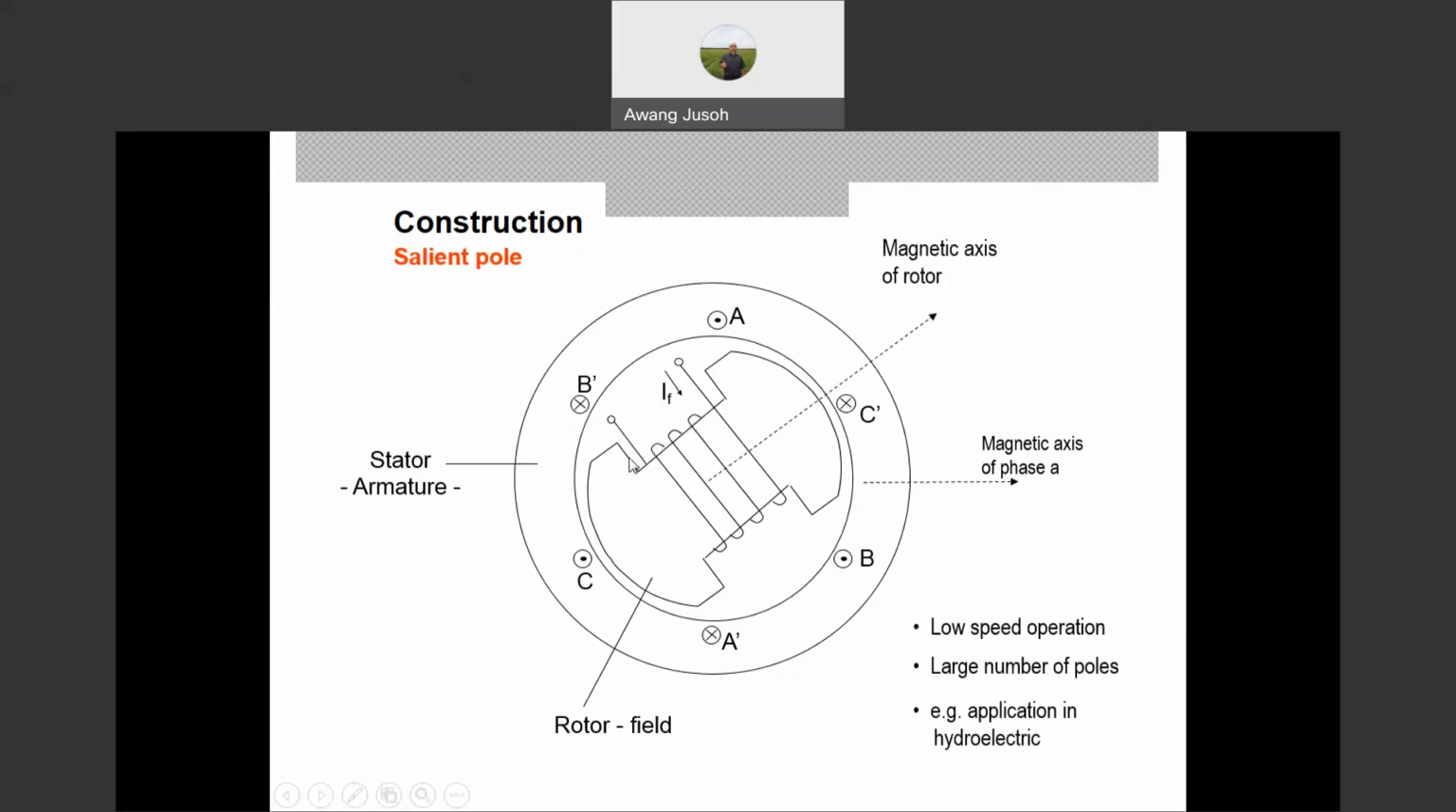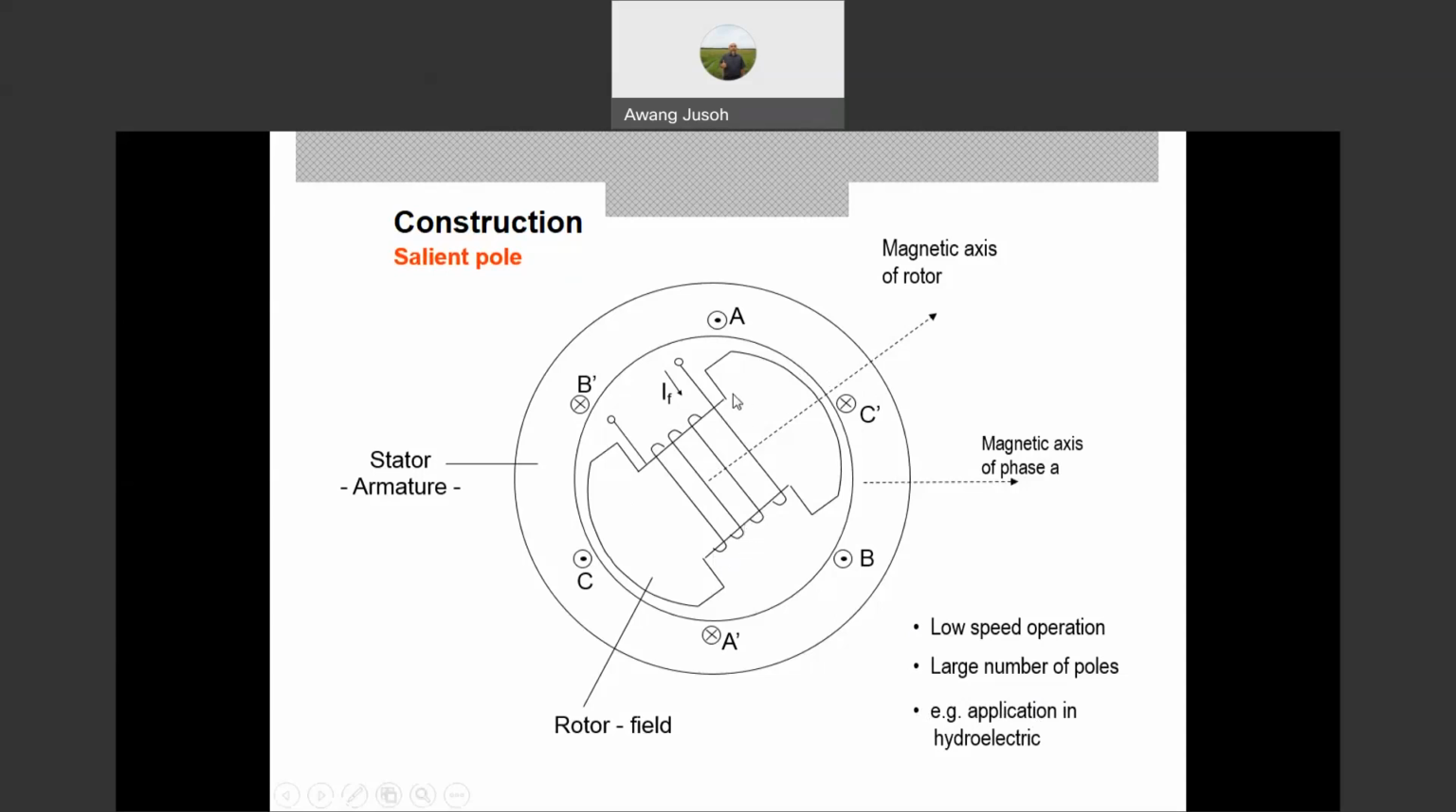This is the basic construction of the machine that we call the salient pole machine, where the rotor looks like salient poles. You can see the poles there, so that's why we call it salient pole. This kind of machine is normally used for low speed operation, where the turbine is slow speed. It normally consists of a large number of poles, and is typically used in applications like hydroelectric power stations, for example in Kenyir, Temenggor, Cameron Highlands, and so on. Whenever we see a power station based on water, they use a water turbine, and normally they use this kind of machine, which they call the salient pole machine.